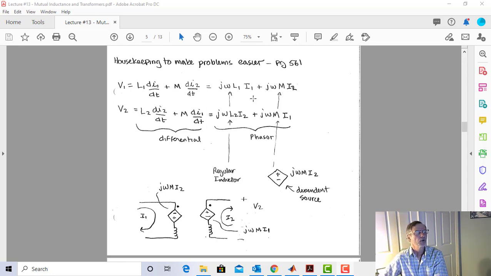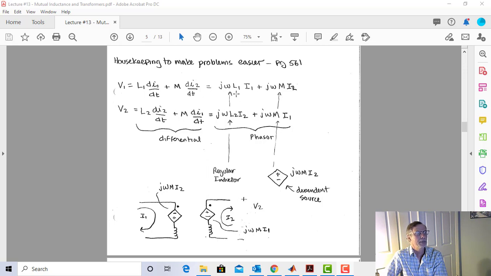So what I'm going to do is move over to the phasor domain, meaning that we're going to be working with sine waves, and that's not going to limit us. So V1 equals L1 di1/dt plus M di2/dt, and we have a similar equation for V2. These were my favorite equations up a couple of pages ago. Let's put them into phasor form.